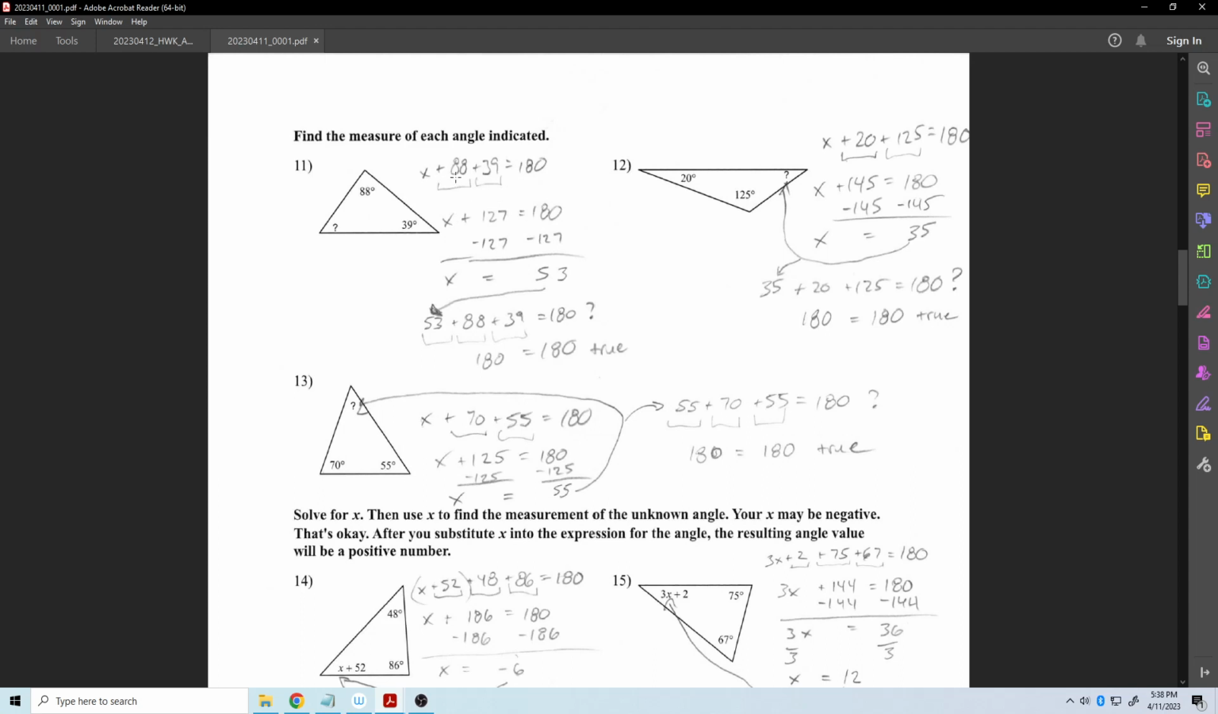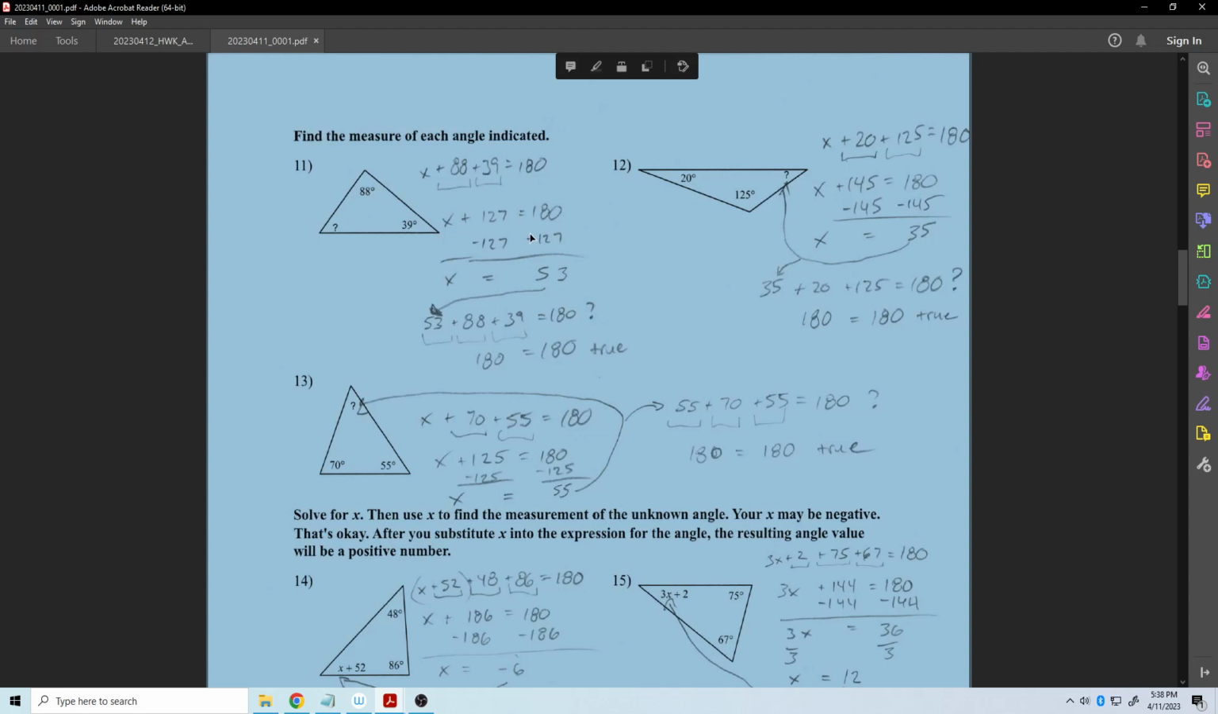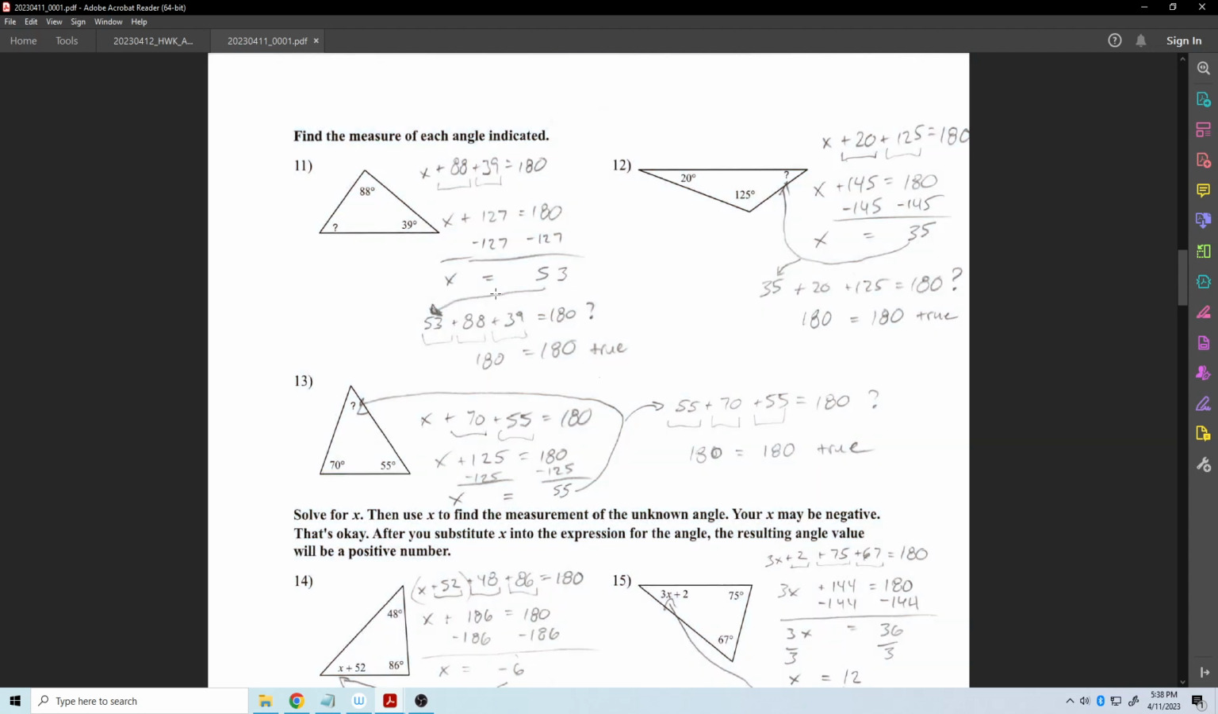Okay, now equation solving steps. Time to combine like terms. These two add up, give us 127. Get rid of the 127 on this side by subtracting. x equals 53. I'm hypothesizing that x equals 53. Is it right? Did I mess up? Well, let's see.